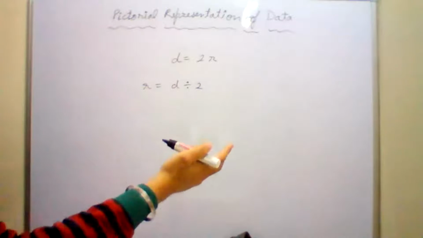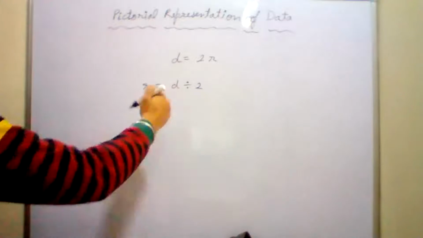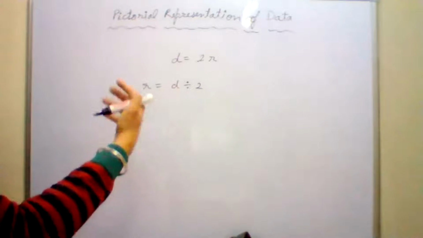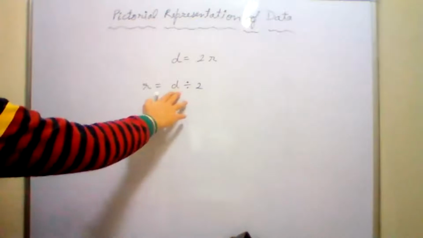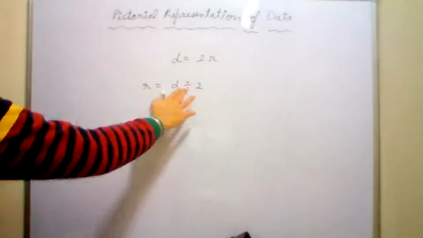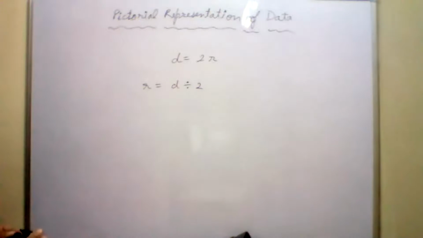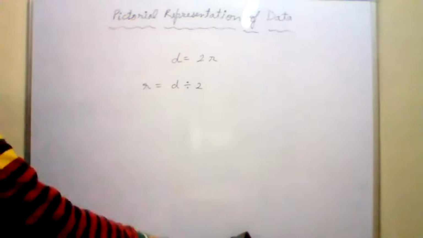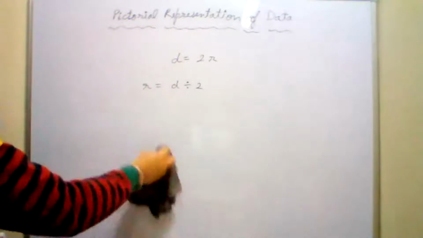What is the meaning of half? Dividing by 2. Half means divide the number by 2. So if you want to find radius, you will divide diameter by 2. So these are the two relations that we use to find diameter and to find radius.